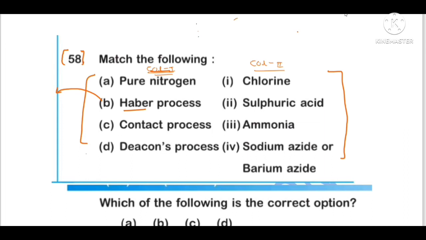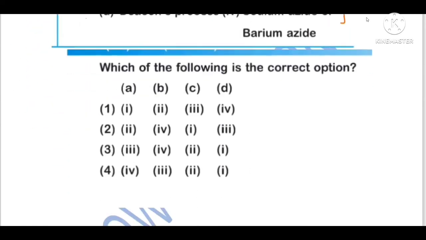Now let us see its reaction. Here N2 gas plus 3 moles of hydrogen gas reacts in equilibrium to form 2 moles of ammonia gas. We can conclude that by using Haber's process you can prepare ammonia. Now let us come to the options. That means here B matches with 3.